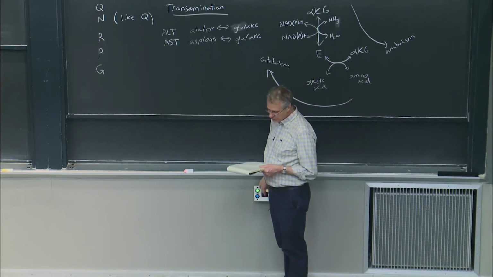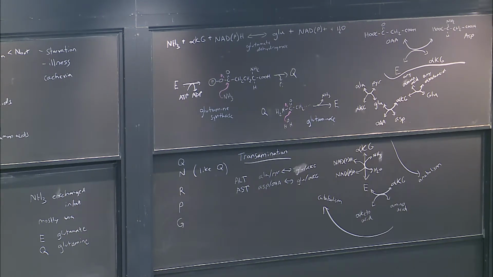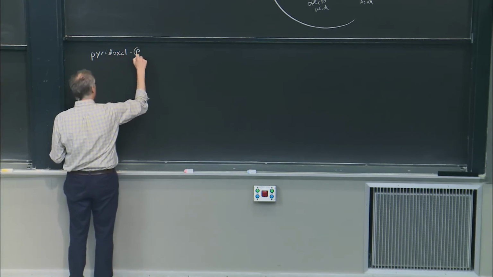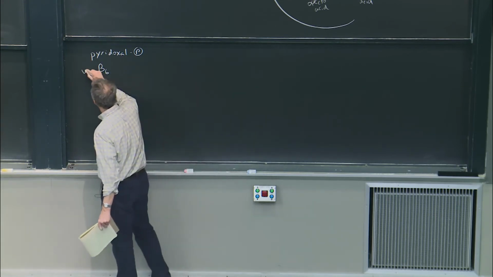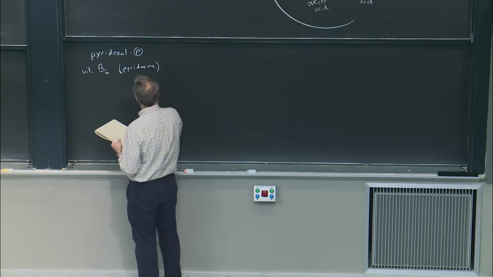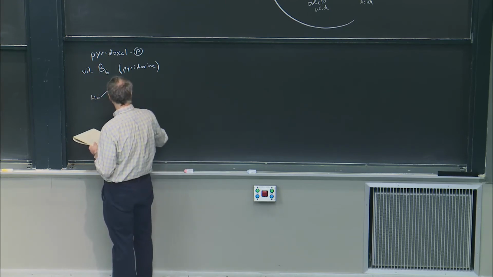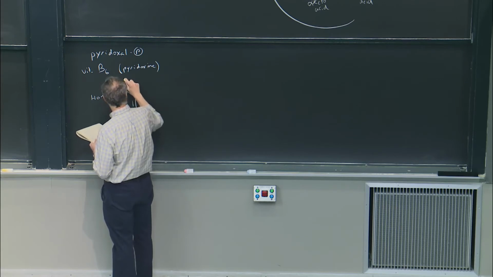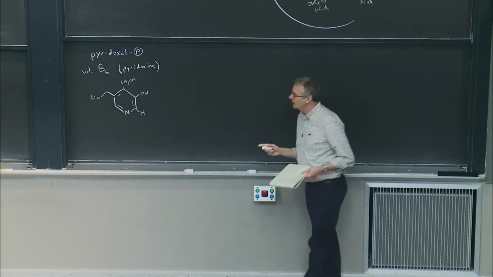Okay, so these transamination reactions then become very important, and we need to discuss how they work. So transamination itself requires a cofactor. This cofactor is called pyridoxal phosphate. Okay, it's derived from a vitamin, like many cofactors. In this case, it's vitamin B6, also referred to as pyridoxine. Okay, vitamin B6. Vitamin B6 looks like this. Okay, so that's pyridoxine, that's vitamin B6.